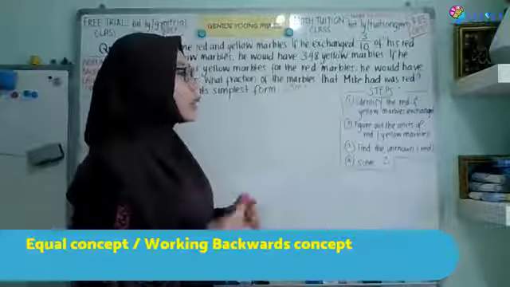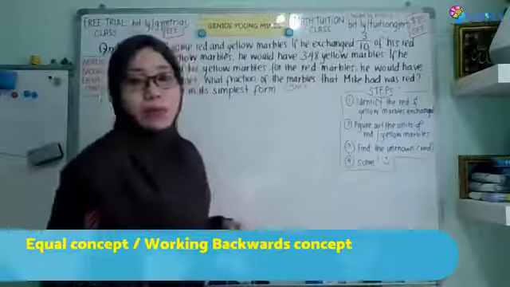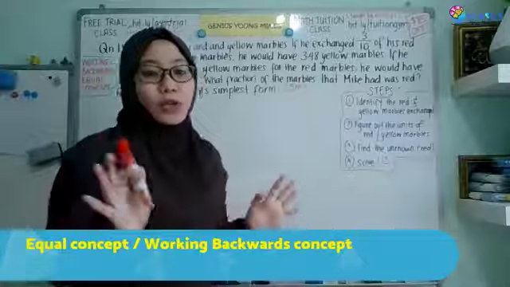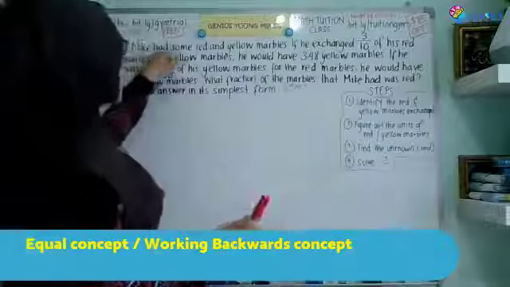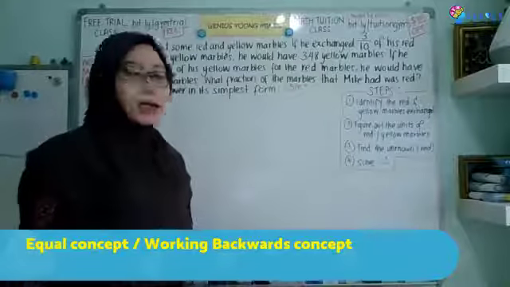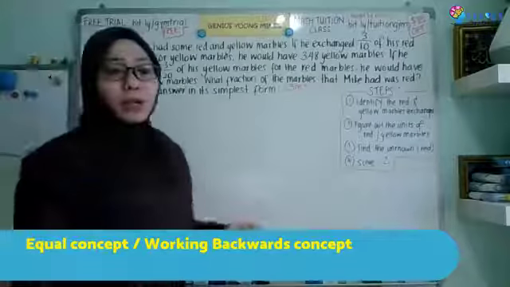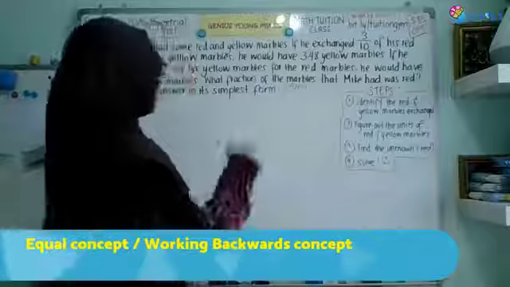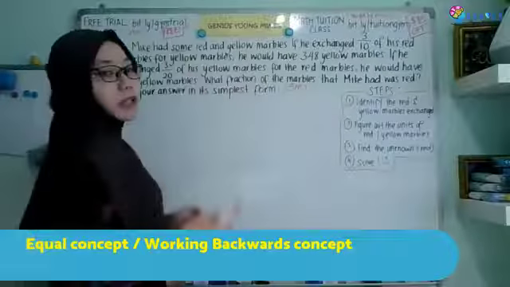Number 1, you need to identify the red and yellow marbles exchange. So let's go to the question again. Mike had some red and yellow marbles. Do we know how many marbles he had at first? The red and yellow, I do not know, but I know that he has some. That's all. He has some.